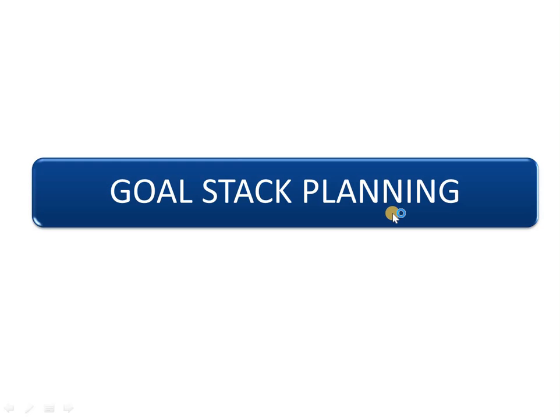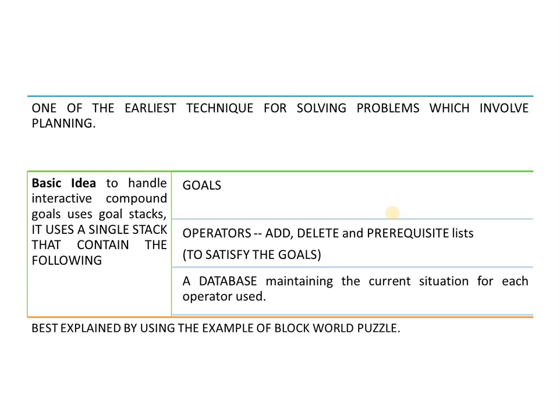This method can be applied to any type of AI problem, and it is best understood when explained using the example of the block world puzzle. That's why in this module we are using the block world puzzle as an example. But don't write that it is a method for solving the block world puzzle. It's actually one of the earliest techniques for solving problems which involve planning, that means for solving compound goals. So it's an approach used by the STRIPS mechanism of problem solving.